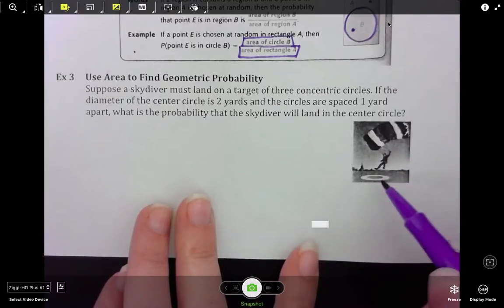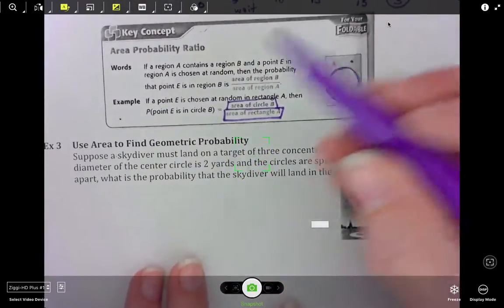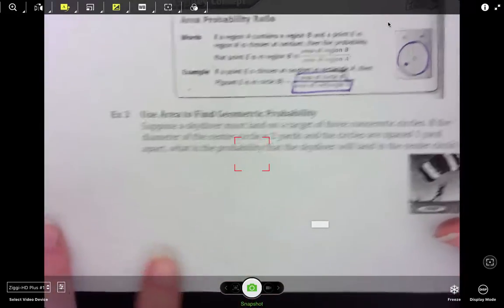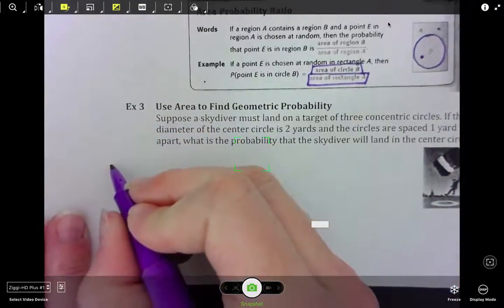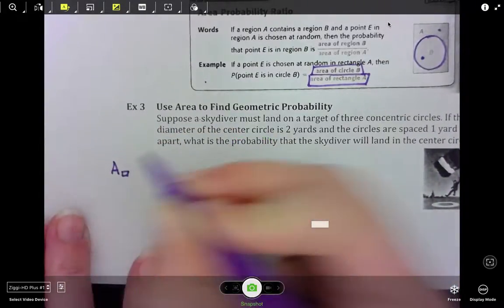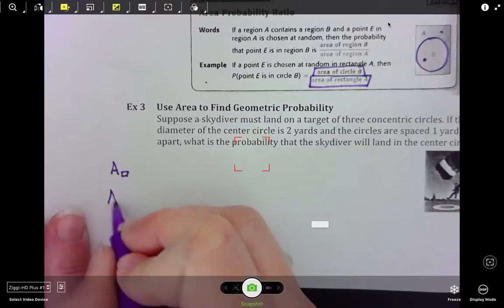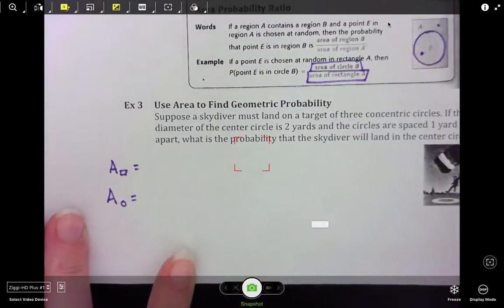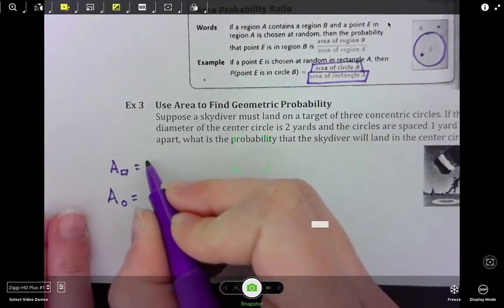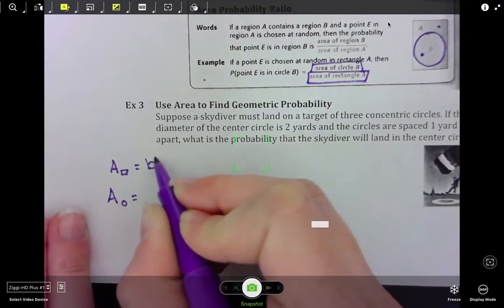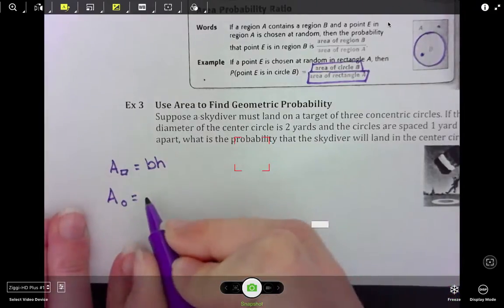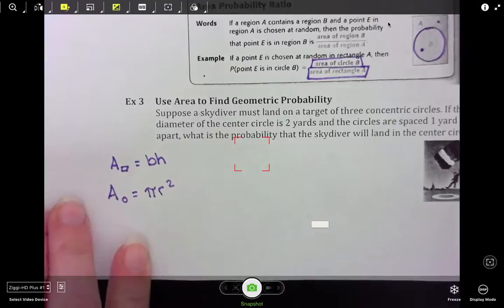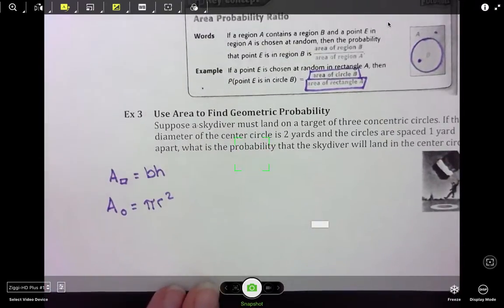Now, they're dealing with circles, and we have area. So one thing that might be a good idea is to find the equation for the area of a rectangle, and the equation for the area of a circle. These are two that you probably should already know, but if you don't, the area of a rectangle is just base times height. The area of a circle is pi times the radius squared. You probably already knew those. If you don't, you might want to look those over a little bit.